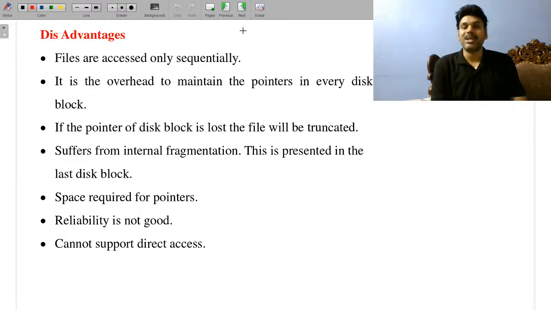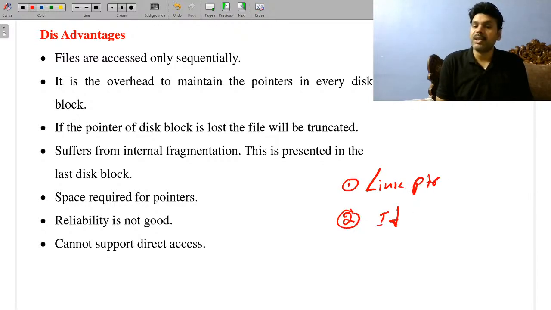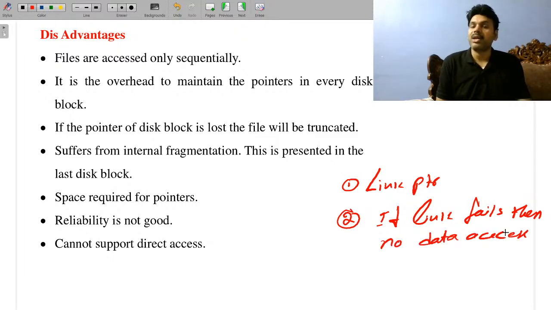But many drawbacks are there. What are the drawbacks? It needs to maintain a link pointer. This is the first drawback. And the second drawback, which is very important: if the link fails, then there is no data access. You cannot access it because it is non-contiguous. We don't know where the data is available. Only the link will tell you where to go in the chain. But if the link fails, then you cannot access it.